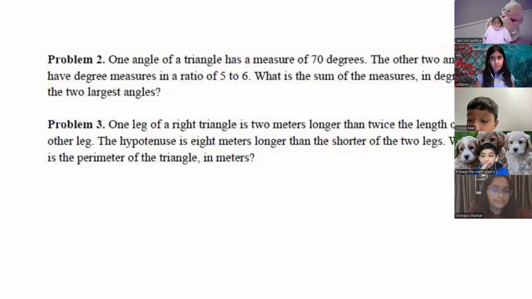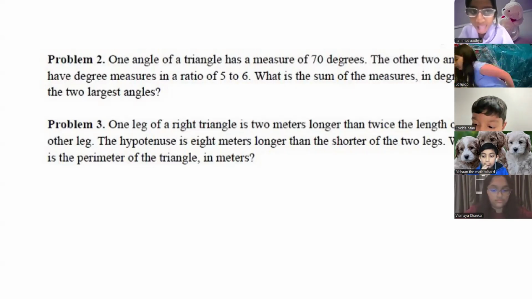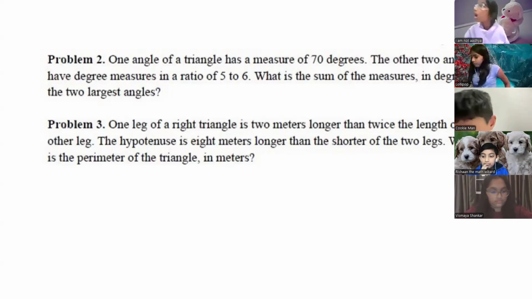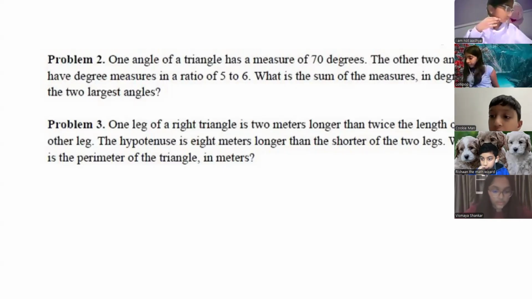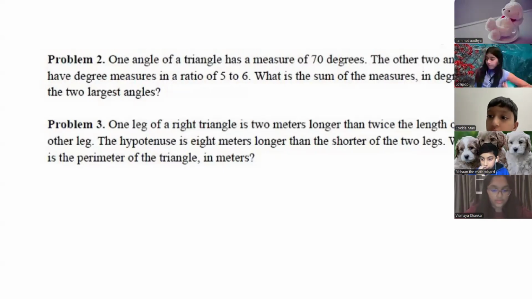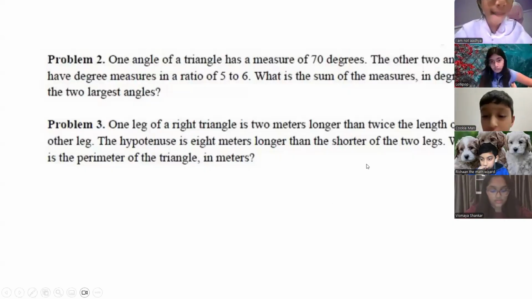Arush, can you please read the first statement again for me? Okay. One angle of a triangle has a measure of 70 degrees. So I'm going to draw a triangle. One of the angles is 70 degrees, okay? The other 2 angles have degree measures in a ratio of 5 to 6. What is the meaning of this, Arush? Okay, let me just wait for your friends and see if they know, and then I will tell you.